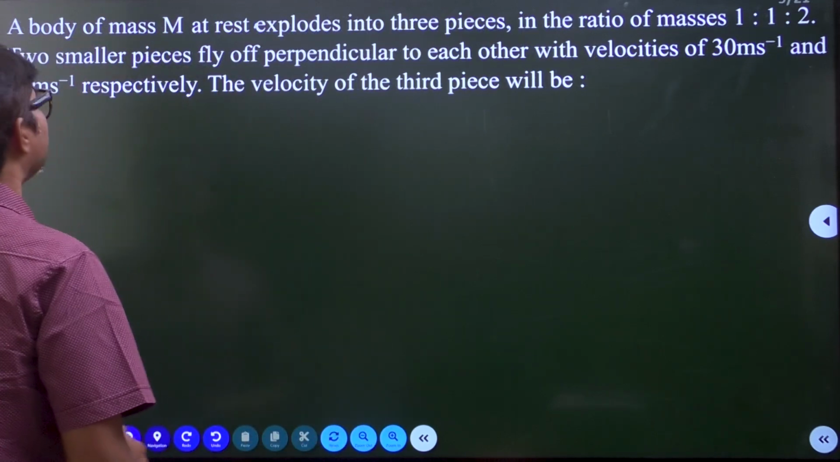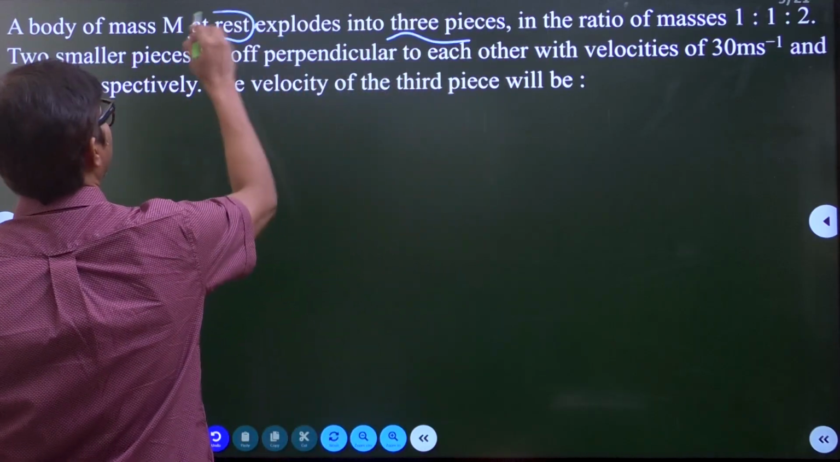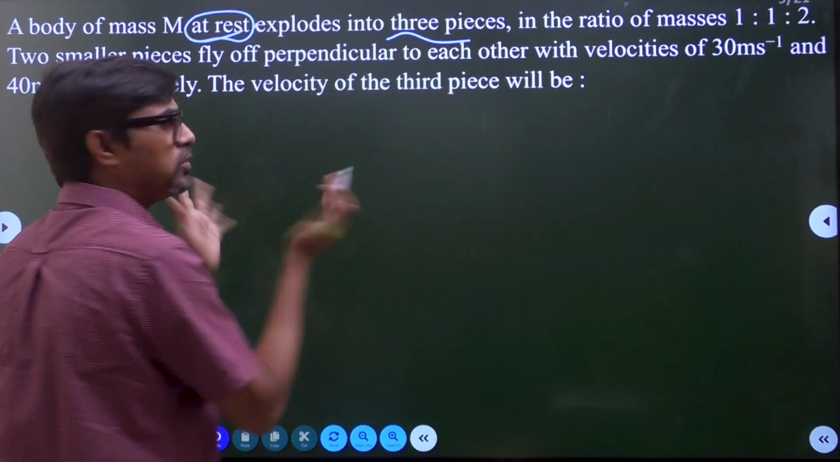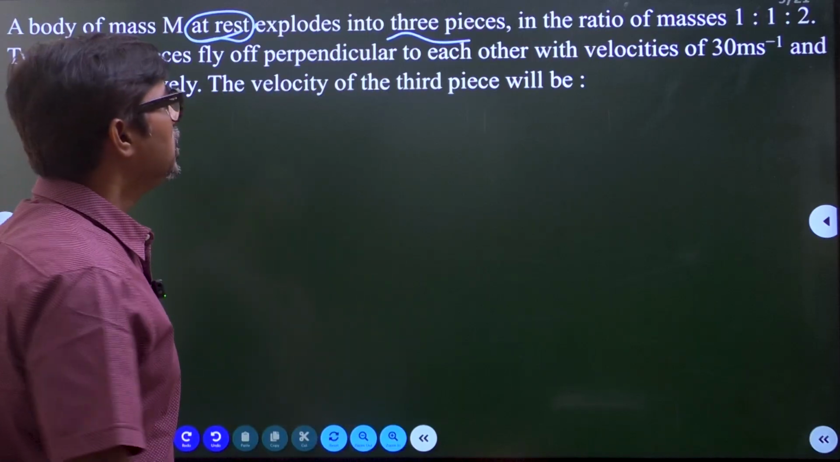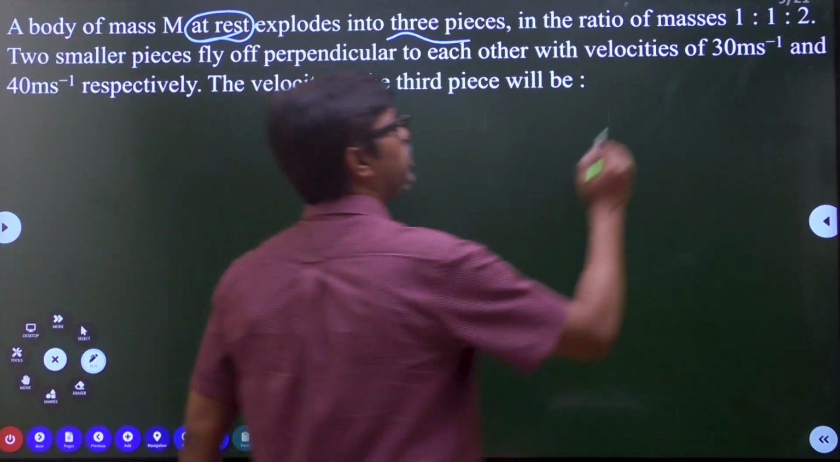A body of mass capital M explodes into 3 pieces. So capital M is at rest initially. Okay, initial momentum is 0. That means momentum will be 0 during the collision, even just after the collision. And it breaks up into 3 pieces and the ratio of the masses are given.